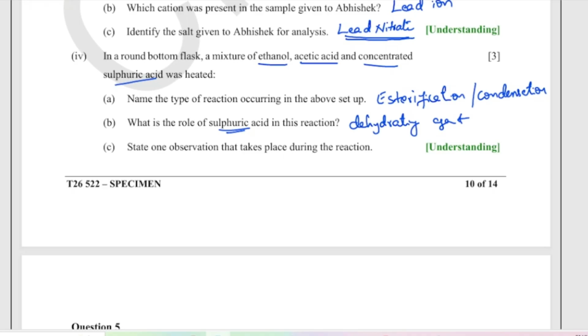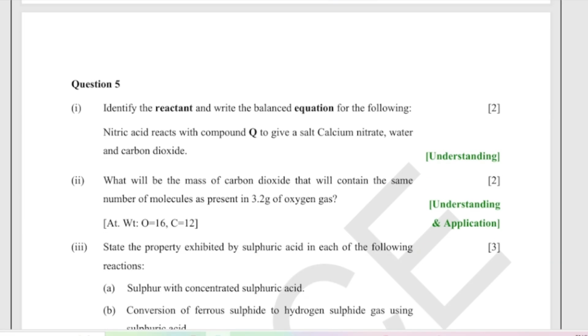State one observation that takes place during the reaction. So in this reaction esters are formed, and the esters are sweet smelling compounds. So during the reaction you observe a sweet smell coming. Next, question number 5. Identify the reactant and write balanced equation. Nitric acid reacts with compound Q to give a salt calcium nitrate, water and carbon dioxide.